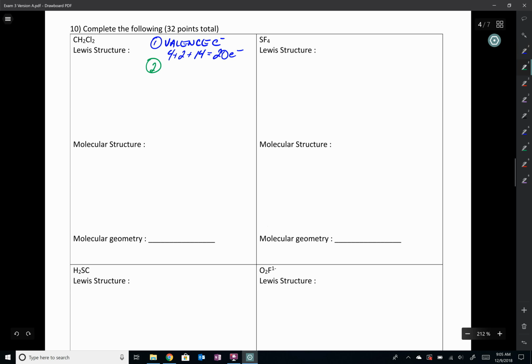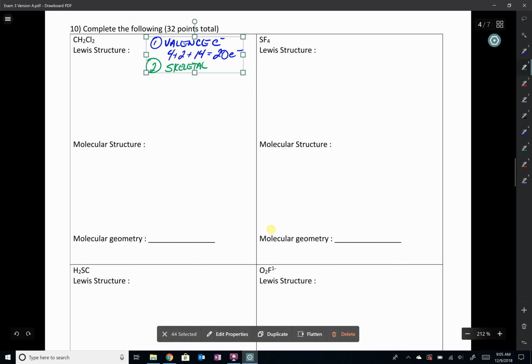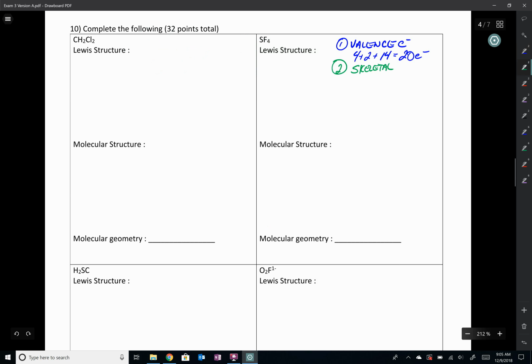Step 2, we're going to do our skeletal structure. I'm just going to move this out of the way for just a minute because it's getting in my way here. So I'm just going to write that over here for now, and then we'll move it out of the way. Okay, so skeletal structure. That means we put the least electronegative atom in the middle, right? And then we attach everything to that central atom with single bonds.